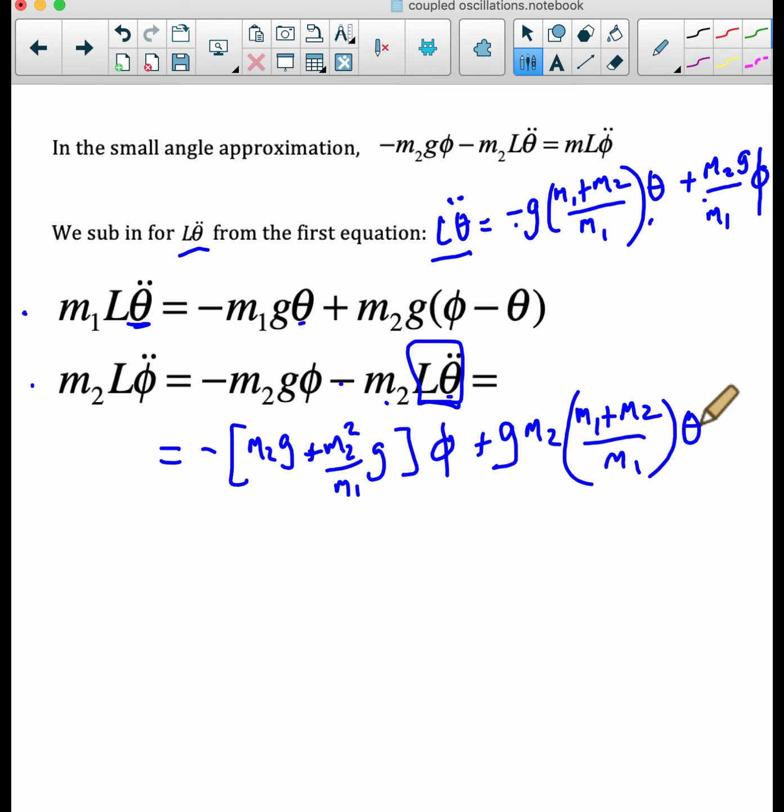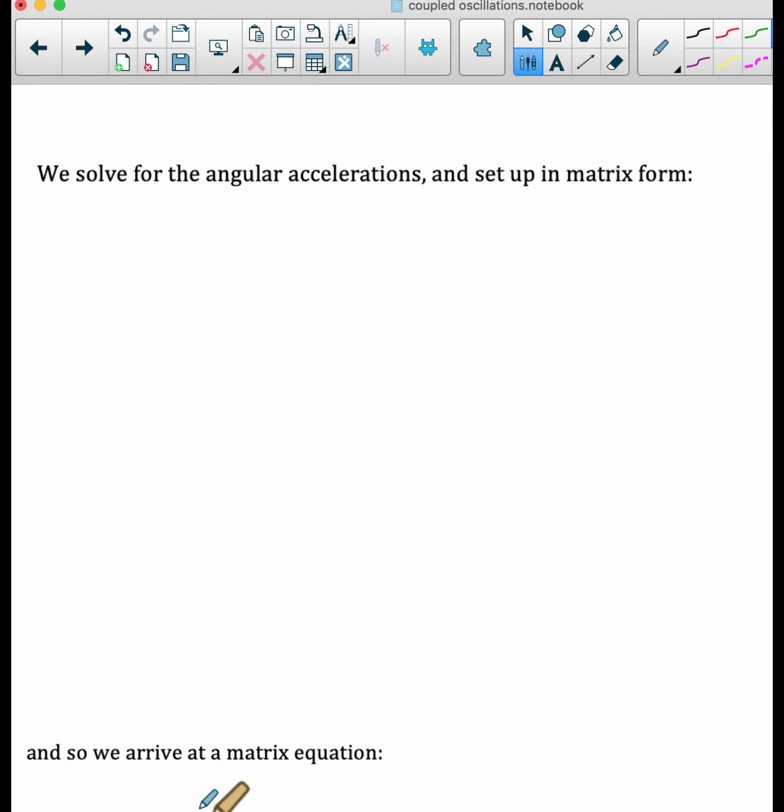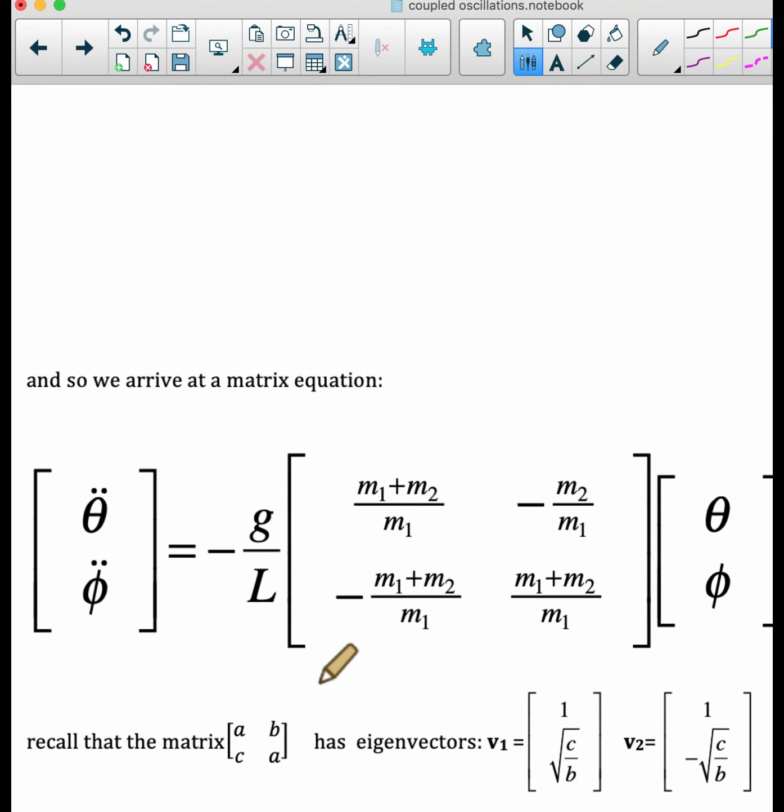And so there we have it finally, the force equations for the two masses on a coupled pendulum. And now you can see that we've got theta double dot in terms of theta and phi, and we've got phi double dot in terms of theta and phi. So these equations are written down for you on the next slide. And so we just pulled out the g, divided by L, and so here's the theta double dot equation.